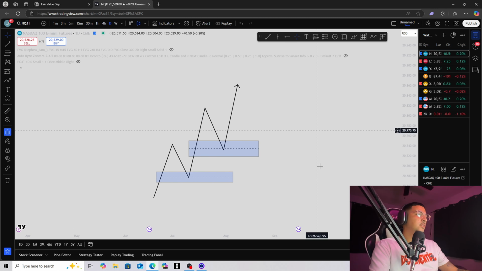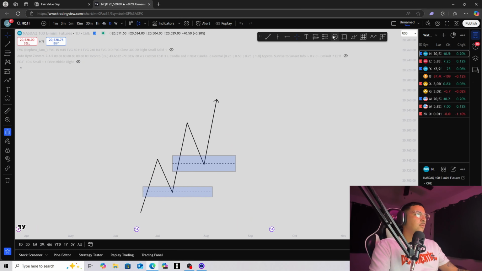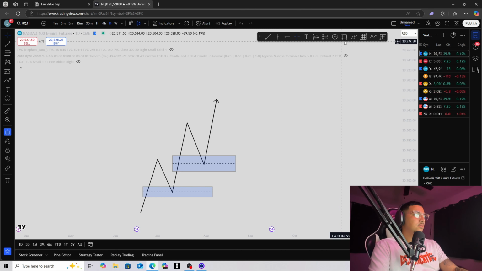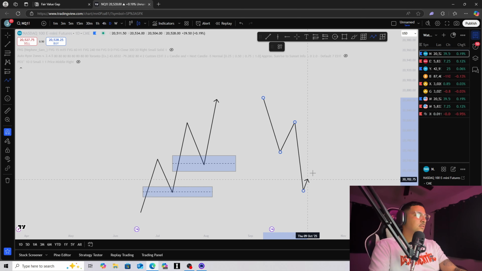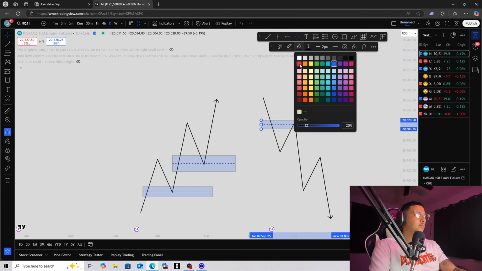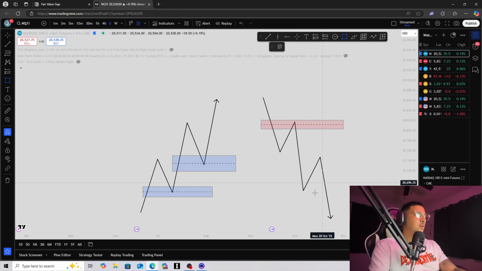Same thing when going down, on a downtrend, right? Hold on, let me do it again. So when we're going down, we have a bearish fair value gap. We put them in red. I like putting those red. I have bearish fair value gaps right there.